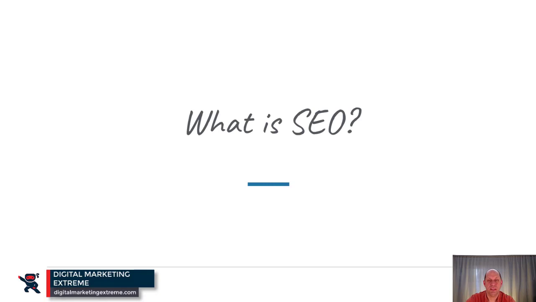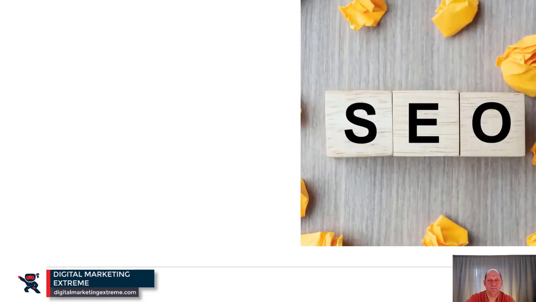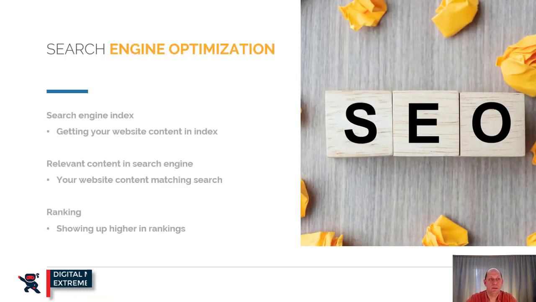So what is SEO, or search engine optimization? Well, basically, search engine optimization involves optimizing the results that occur in search engines. Search engines, such as Google and Bing, provide an index of the internet websites that are available. So the optimization is making sure to try to get your website content into that search engine index.